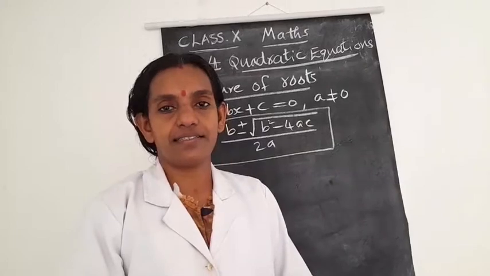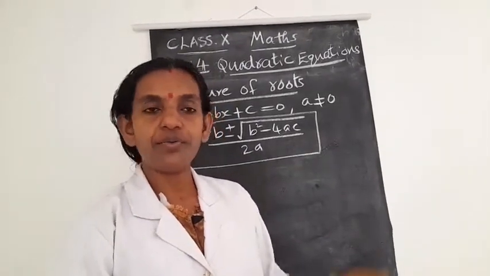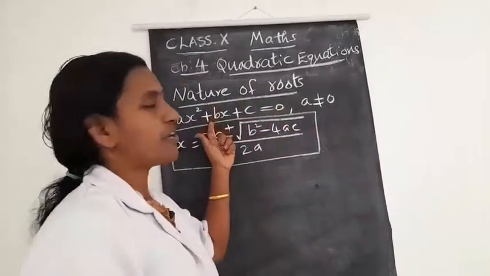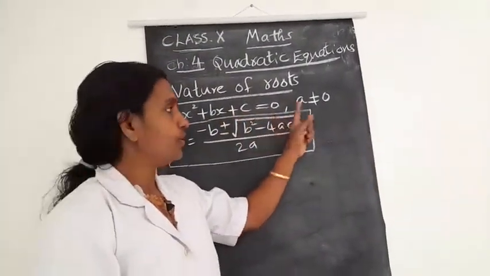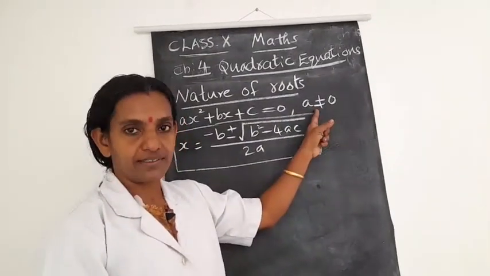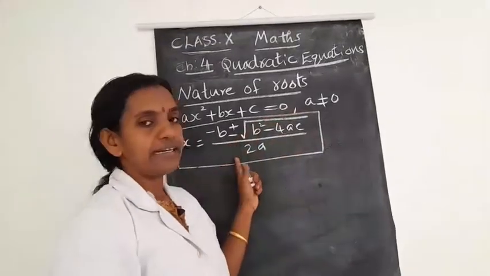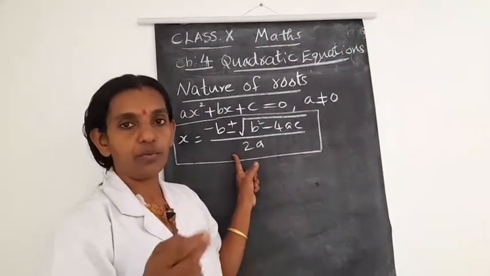Today we will discuss the nature of roots of a quadratic equation. The standard form of a quadratic equation is ax² + bx + c = 0, where a is not equal to 0 and a, b, c are real numbers. Now you have studied the quadratic formula for solving that quadratic equation.